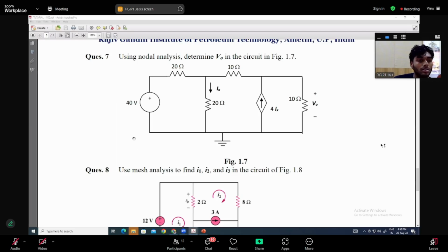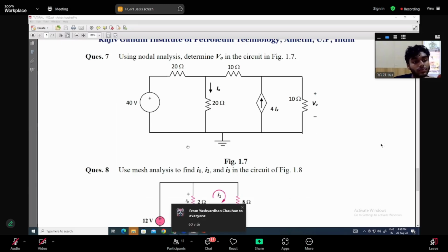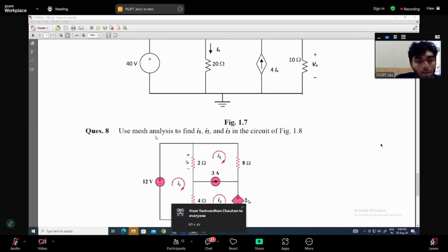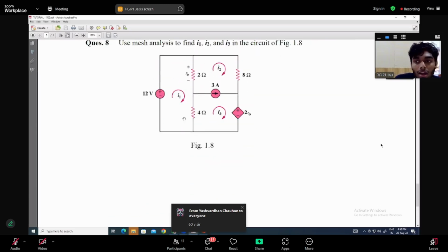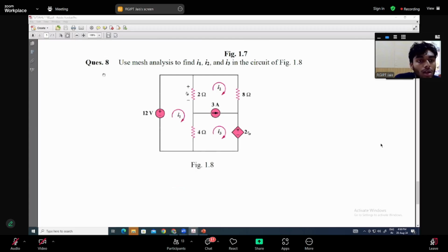Okay, one answer from Arun Agarwal, 60 volt. Okay, it's right. Yashwardhan, once confirm, is it clear again? Okay, nice. Now moving to the eighth question, the last question of this tute. And after this, I will be taking the roll call.